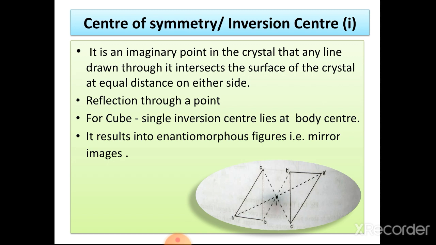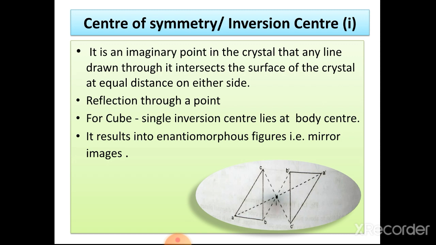One can say that the center of symmetry, which is also called the center of inversion, is a point in the crystal or body such that if a line is drawn from any point on the crystal through this center point and extended an equal distance on either side, then it will surely meet an identical point. Meaning, for the point A we get A dash, for the point C we get C dash, for the point B we get B dash. So center of symmetry or center of inversion is reflection through a point. A cube has a single inversion center, which lies at the body center position.